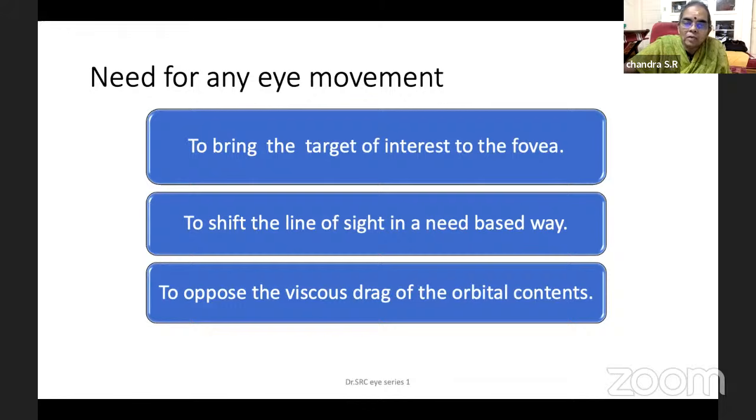So you need an eye movement control to bring the target of interest to the fovea when you are fixing on a target in front of you. And once you want to shift away from a target, again you need the eye movement, based on your interest. So to bring it to the fovea, shift it away from the fovea, and this will be opposed by the mechanical content in the orbit, like the fat, connective tissue, muscles, tendons, and nerves. So that has to be opposed, and the eye should move against the mechanical restraint imposed by this non-functional connective tissue inside the orbit. So these are the requirements for an eye movement.